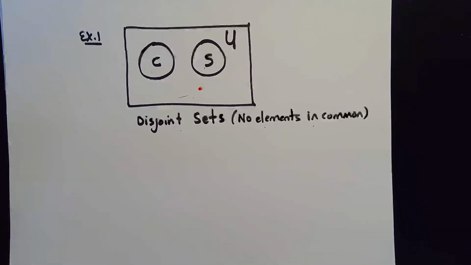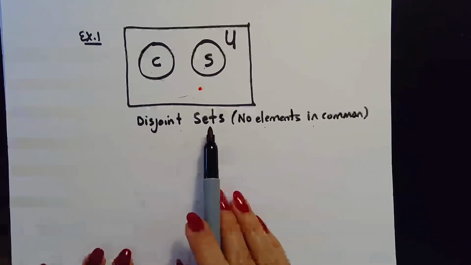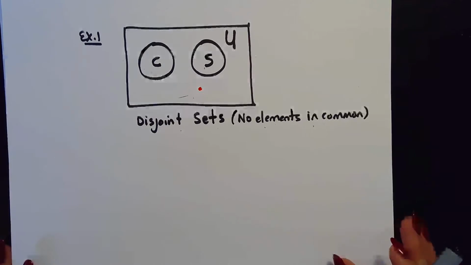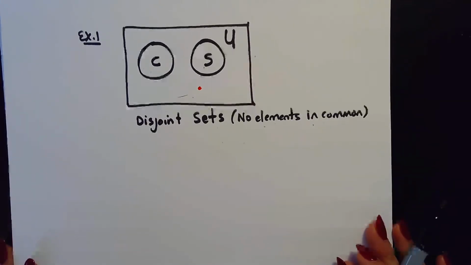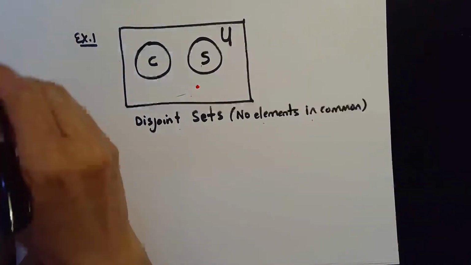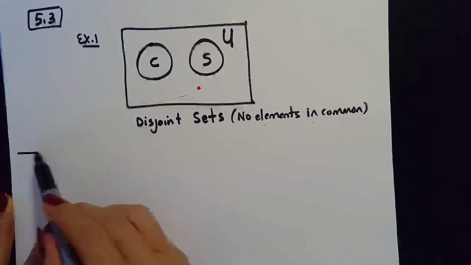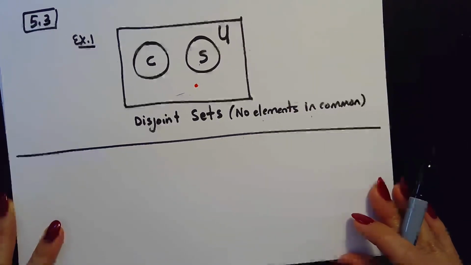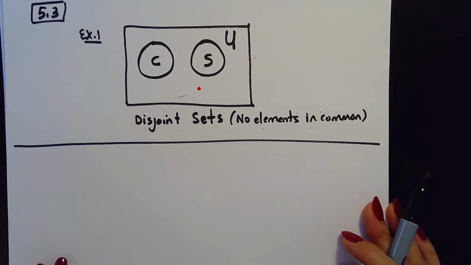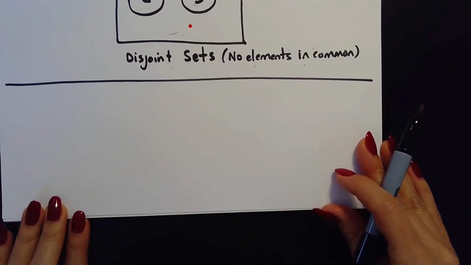Okay, so disjoint sets, no elements in common. So this is how you would set it up, right? Remember, this is 5.3, all right? So these are disjoint sets. All right, so that's example 1. Now moving on to example 2.